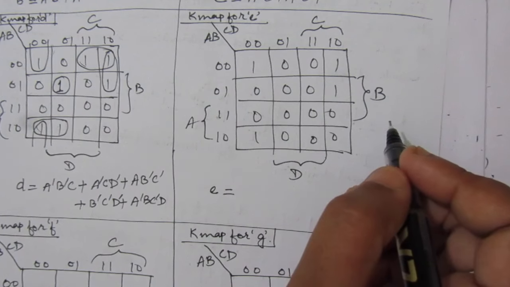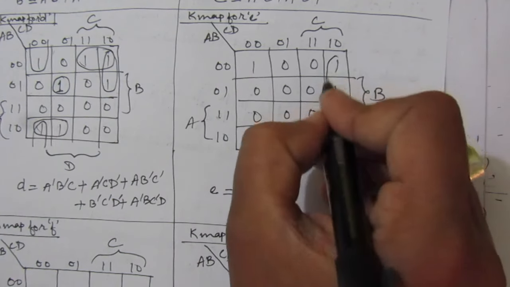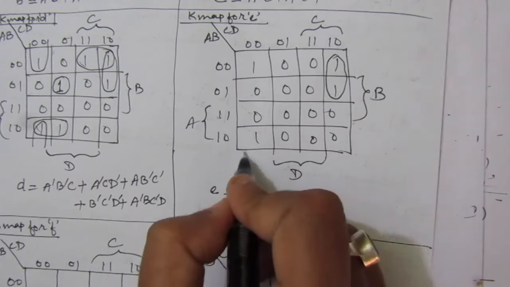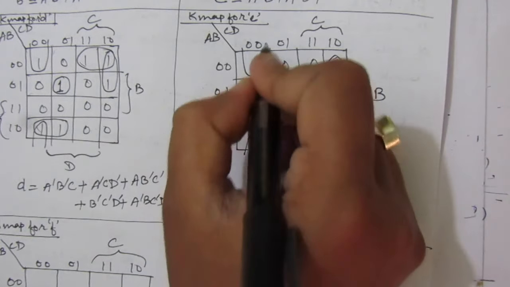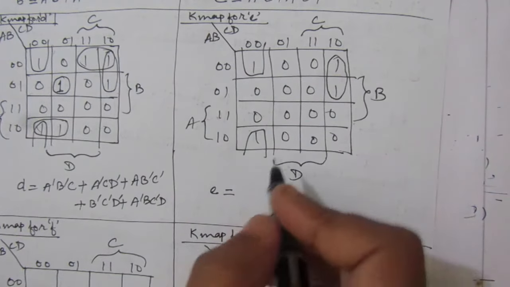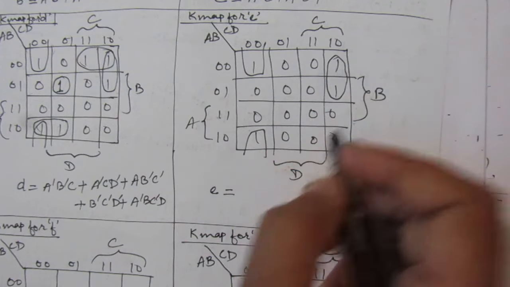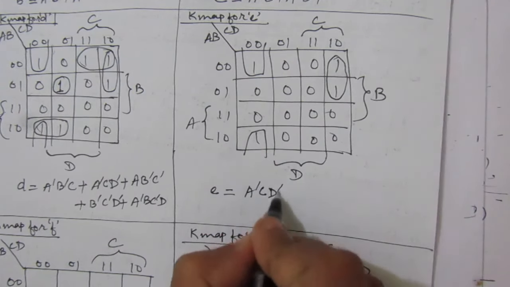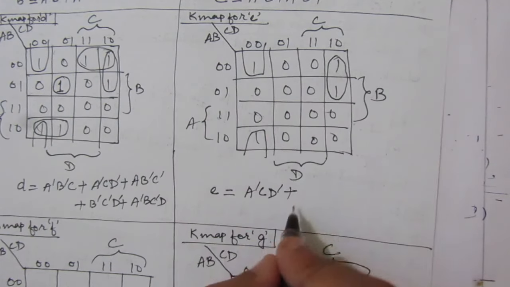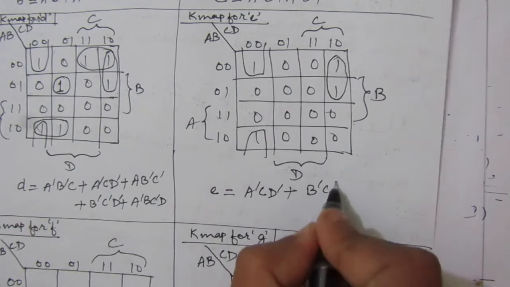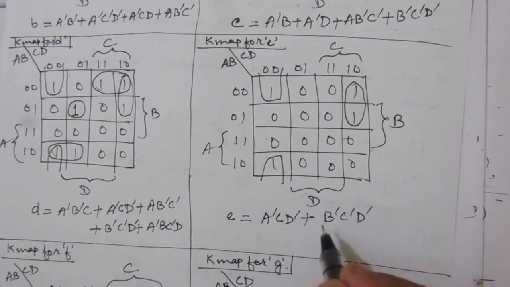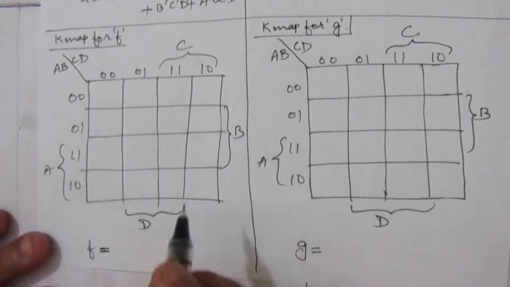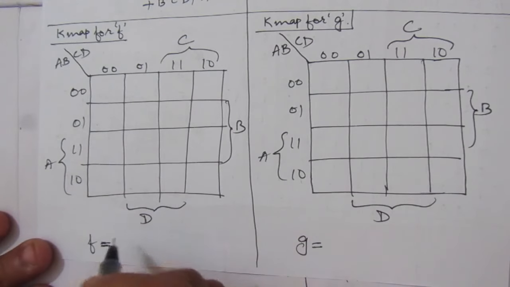Now we have to take the possible combinations. One combination will be this one and another combination will be this one because we do not have any other ones. Okay, so for this term what we'll get? We'll get A bar, C, D bar, plus from this term we'll get B bar, C bar, D bar. We have obtained the Boolean expression for small e. Then we have to find out the Boolean expression for small f.